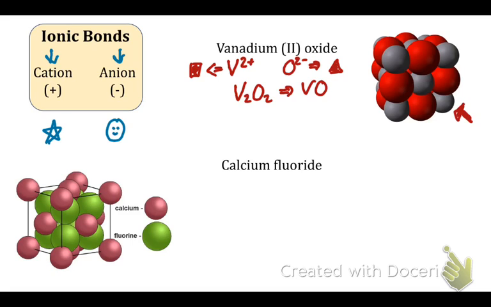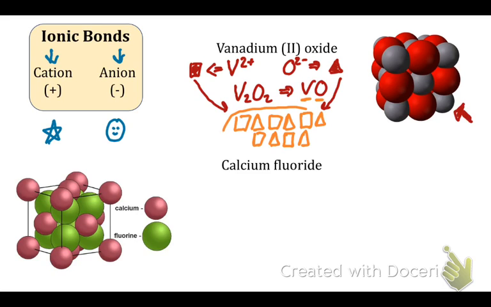I'm now going to bring those shapes down to this area and draw for myself my pictorial representation. According to the chemical formula that we just wrote, there should be a ratio of 1 vanadium to 1 oxide. So I'm going to draw one box followed by one triangle, and I continue that pattern. We normally continue the pattern for 4 or 5 times so that we can see the repeating pattern. This is our representation of vanadium 2 oxide.